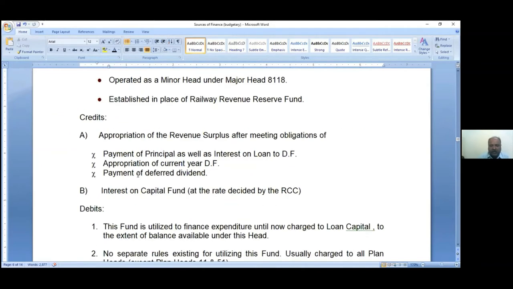Now we'll check the operation of revenue surplus. That means in the operating ratio table, total revenue receipts minus total revenue expenditure is called net revenue or net receipts, then the current year dividend, and payment of deferred dividend, and after adjusting capital fund. That means payment of principal on taking loan from the general revenue fund. So on that loan, we are supposed to repay the interest also. So after payment of this principal as well as interest on loan, the development fund and payment of deferred dividend, if any, the balance is credited to the capital fund. Also there is RSF and RRS also. And another regular credit is the interest on the capital fund, that is on the balance at the 31st March.